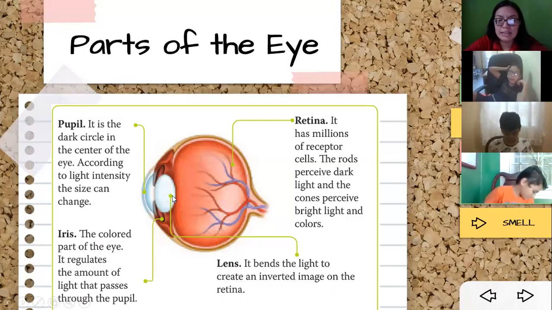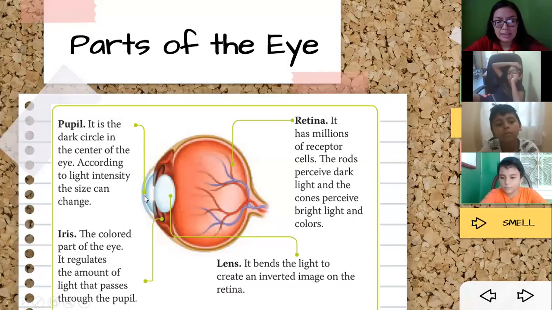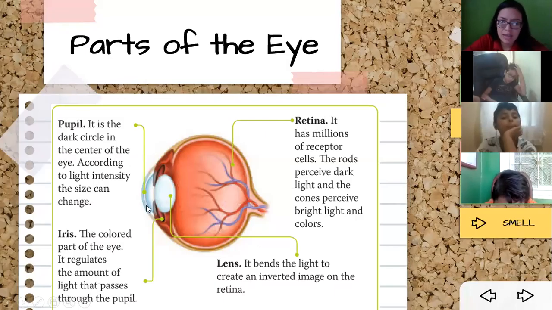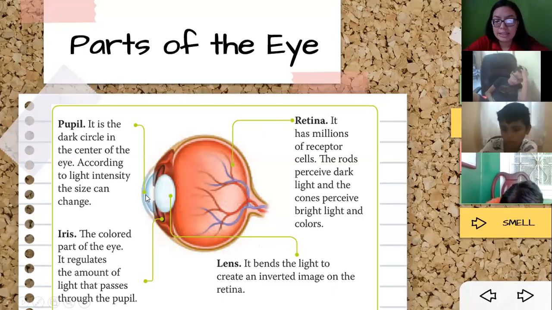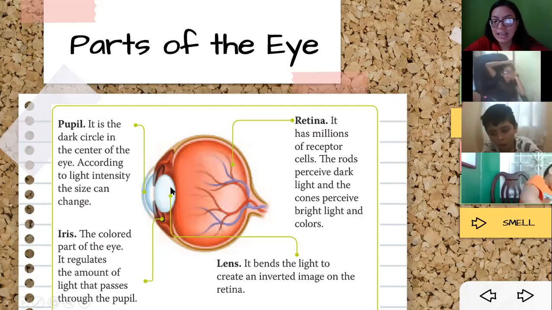According to the light intensity, as I told you before, the size can change. The iris is the colored part of our eyes. Some people have blue irises, green irises, and we have brown irises. And it regulates the amount of light that passes through the pupil. We also have the lens. The lens bends the light to create an inverted image on the retina.